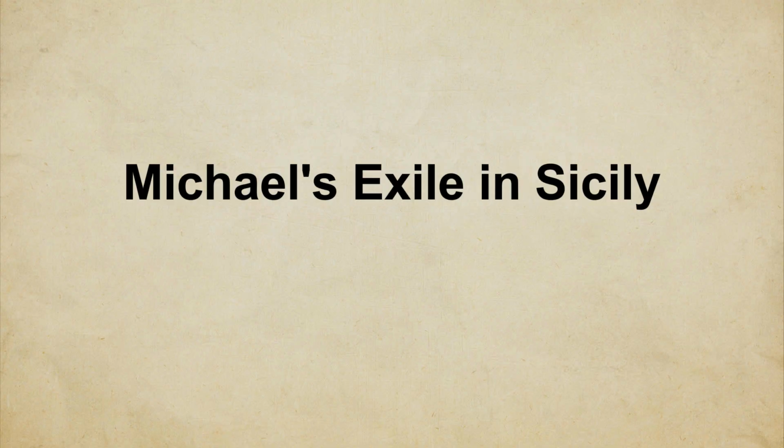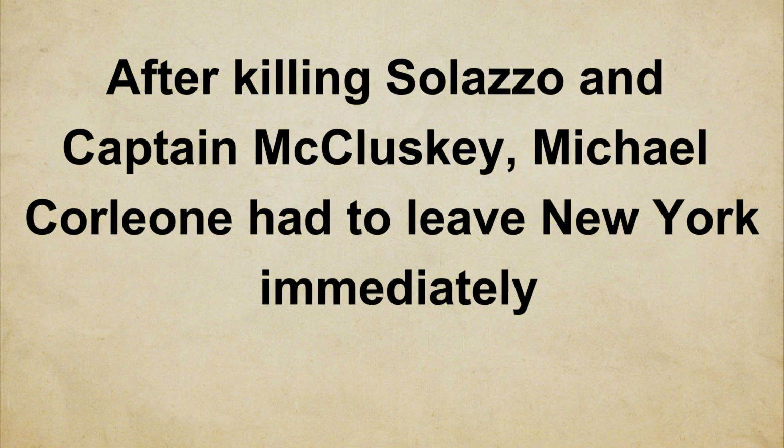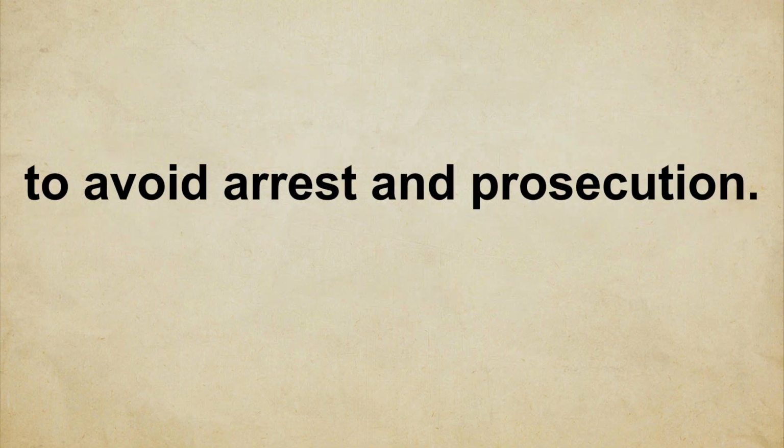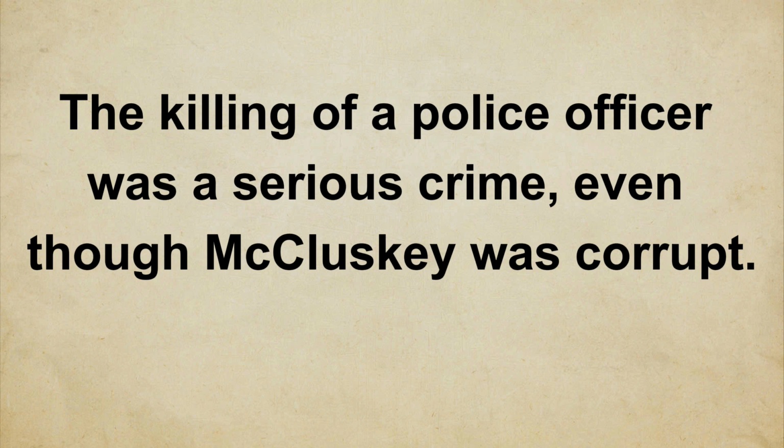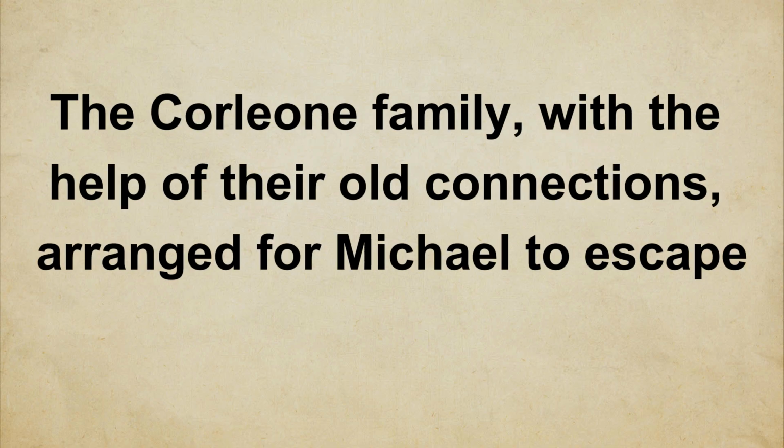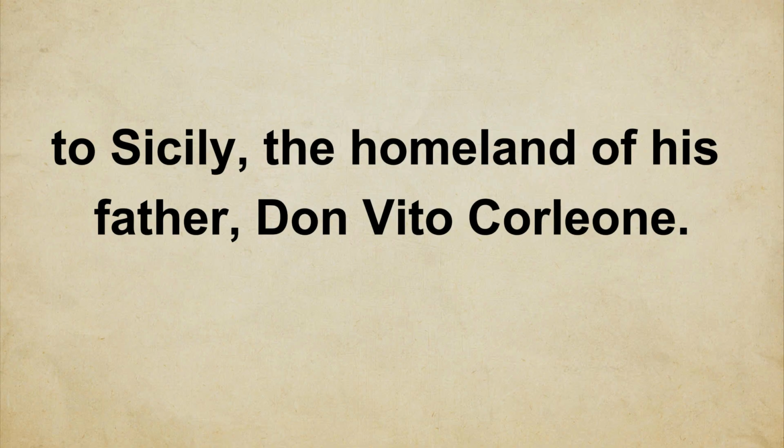The Godfather Part 1, Part 3: Michael's Exile in Sicily. After killing Sollozzo and Captain McCluskey, Michael Corleone had to leave New York immediately to avoid arrest and prosecution. The killing of a police officer was a serious crime, even though McCluskey was corrupt. The Corleone family, with the help of their old connections, arranged for Michael to escape to Sicily, the homeland of his father, Don Vito Corleone.